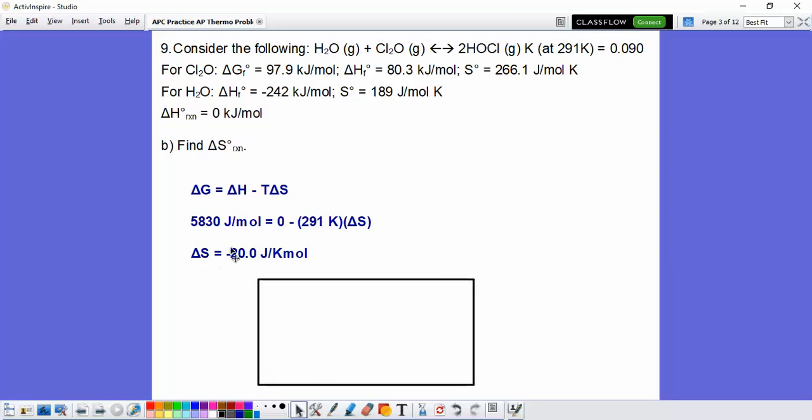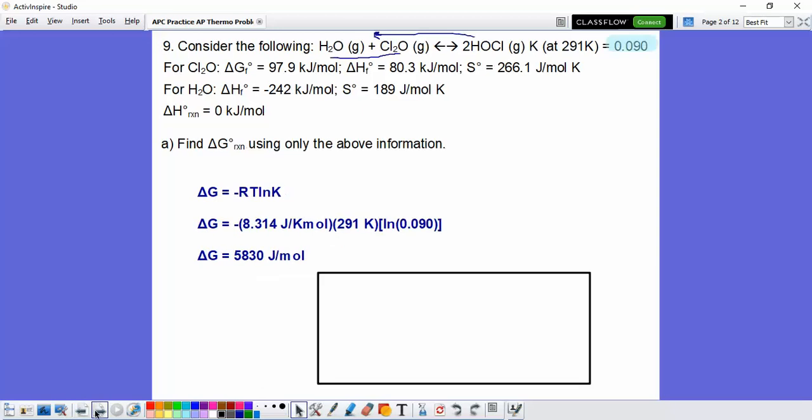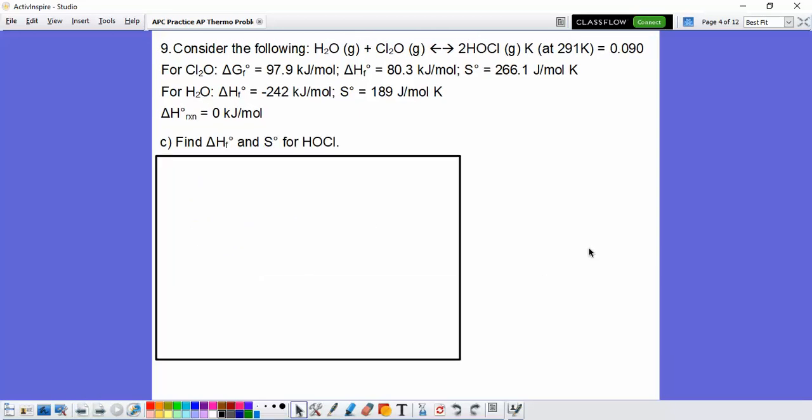And that's delta S of reaction. I was getting lazy and typing out all of the subscripts and stuff. Okay, so now we know we've solved A and B. And now we want to find delta HF and S for HOCl. So for that product that we don't have any information on, we're going to find those two things.